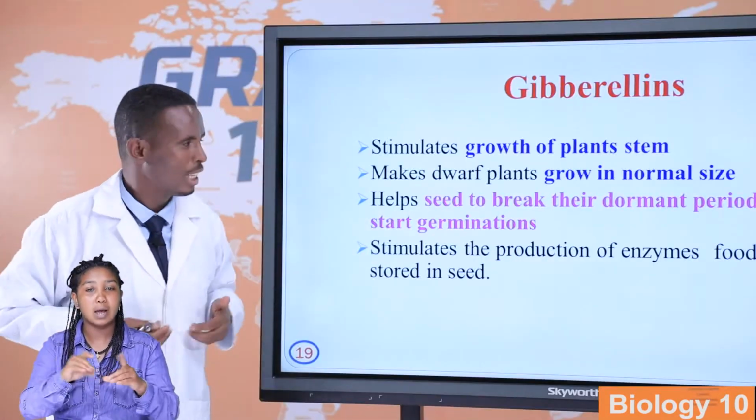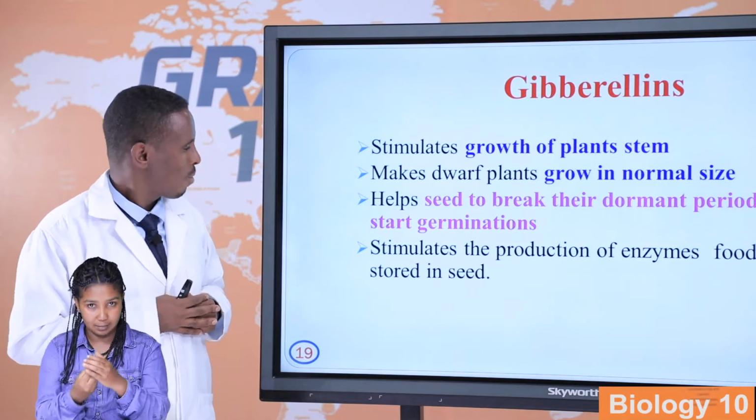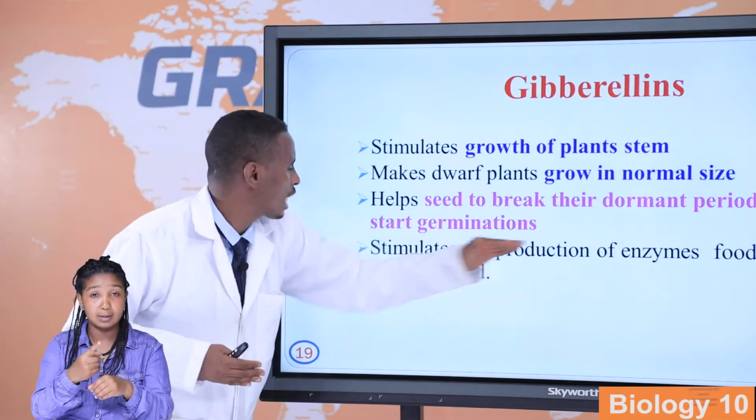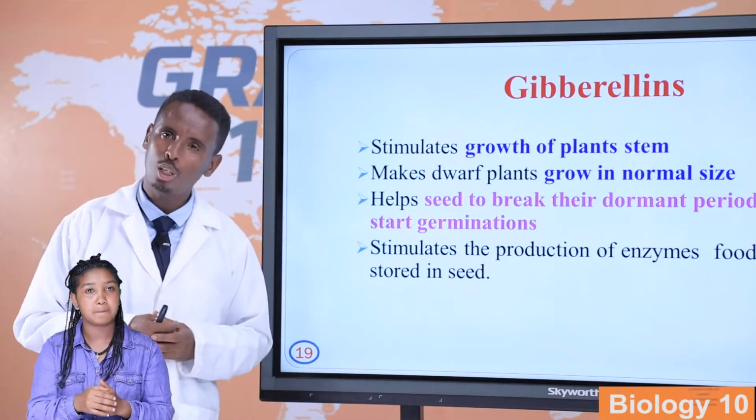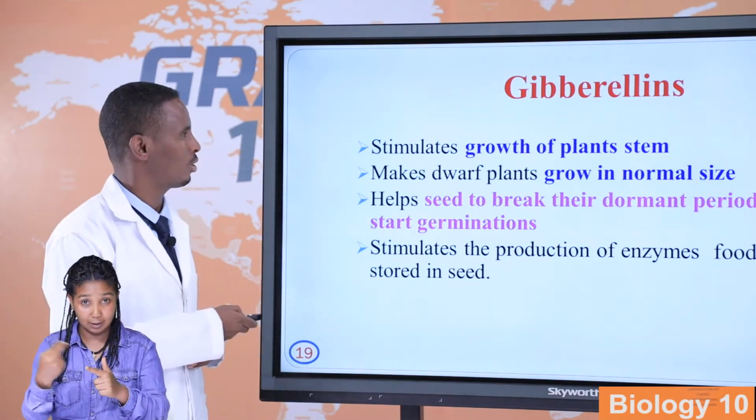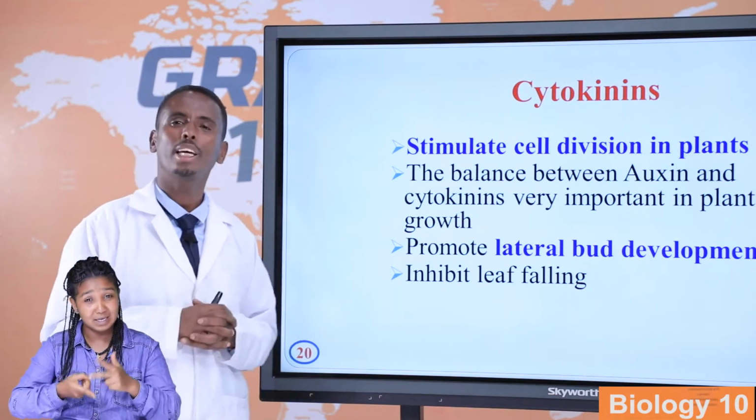How does it promote germination? By stimulating the production of enzymes found in the seed. So these are the roles of gibberellin, the second important hormone. The third is cytokinins.